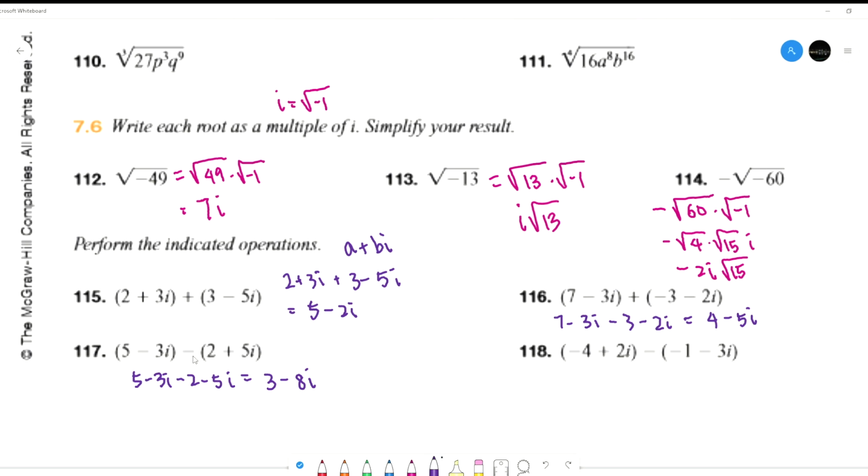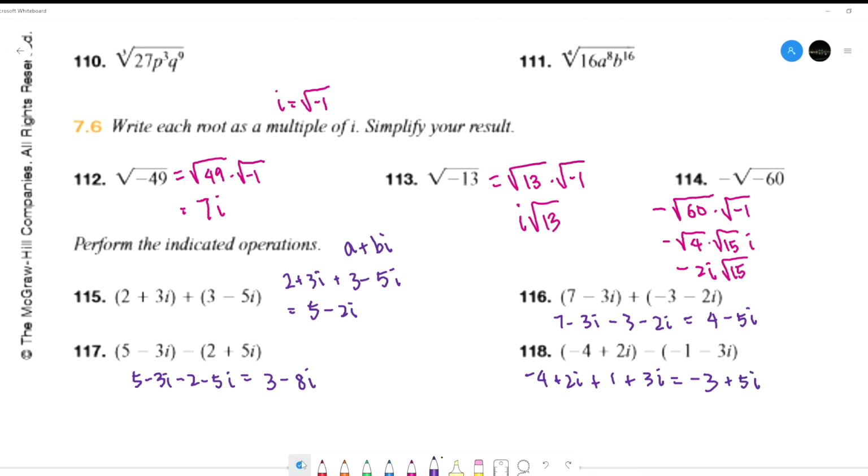Okay, and don't forget to distribute this negative into both terms, right? So this next one, 118, we get negative 4 plus 2i. And as you distribute this negative into both the right terms, you get plus 1 plus 3i. So let's combine the like terms. The real part, you get negative 4 plus 1 is negative 3. 2i plus 3i is 5i.